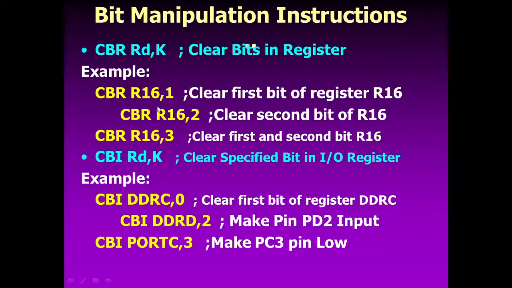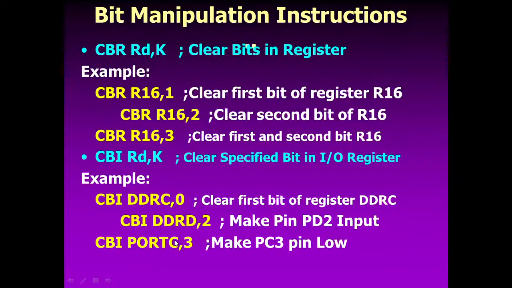So CBR is for register, CBI is for IO port again. Whenever I am saying CBI DDRC, 0, I am clearing the first bit of the DDRC register. DDRC is what? It is the data direction register for port C. CBI DDRD, 2, that means I am trying to clear the second bit of the DDRD register. DDRD is the data direction register for port D. So I am saying that my PD2 pin I want to utilize as an input pin. I want to connect some switches there. So for that purpose I am saying CBI DDRD, 2.